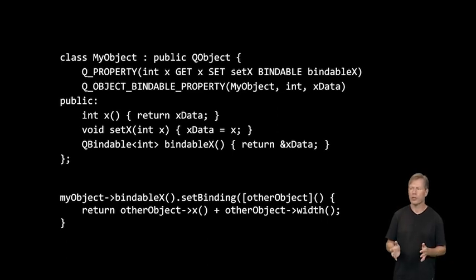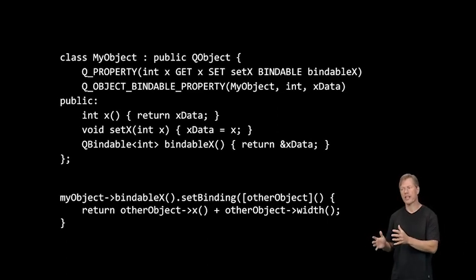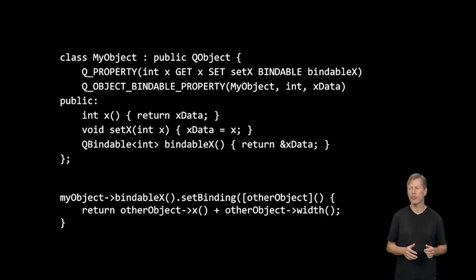And if you now want to create a binding on x, you just say myObject.bindableX().setBinding(), and then you put in the lambda that you want to have. So it's relatively easy to use and a nice continuation and extension of the existing property system from Qt5.